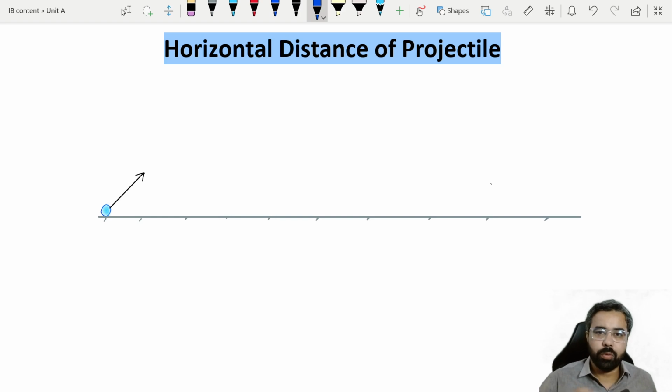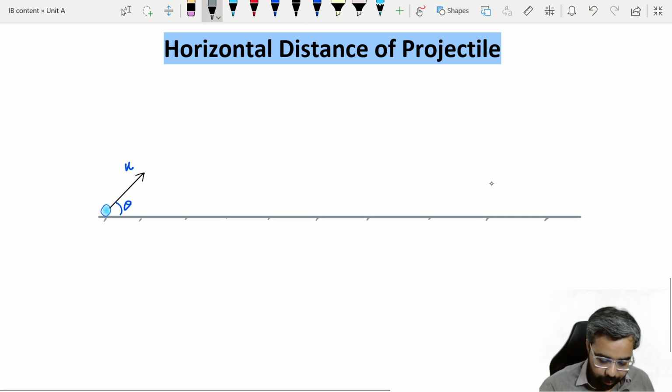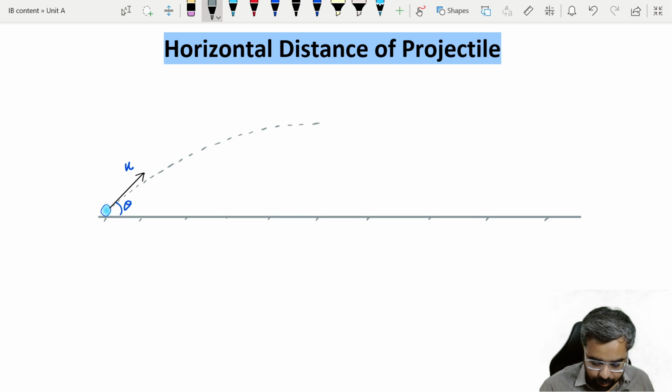In this question, we will find an expression for the horizontal distance covered by a ball, or any object, which you have thrown at some angle theta with some velocity u. If it is known, you can find the horizontal distance of this object. So what will be the trajectory of this ball when you throw it at this angle? The ball will make this path.